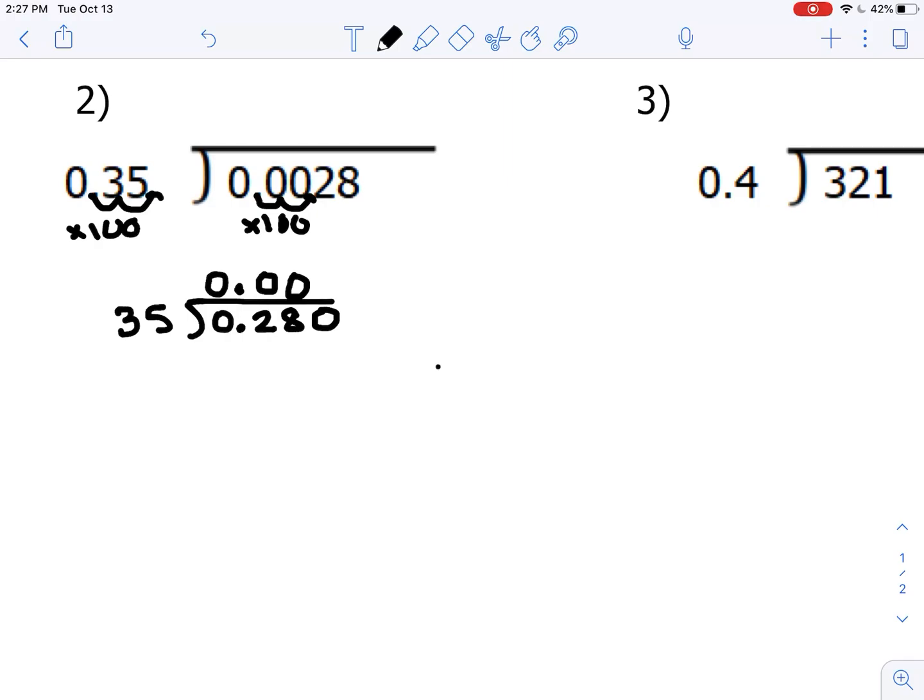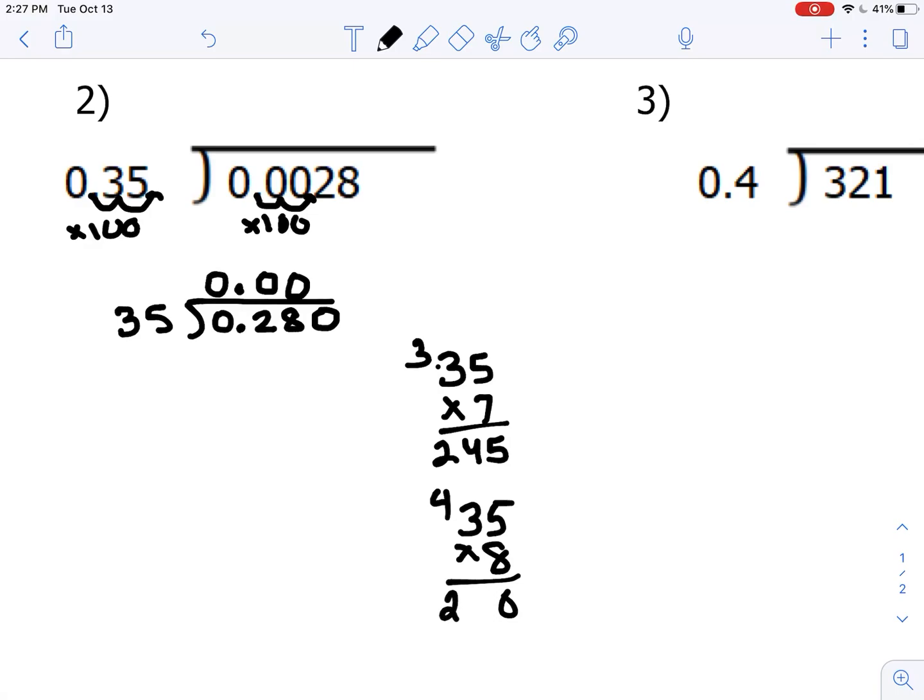And I think 35 is close to 40, and 7 groups of 40 would give 280. So let's try 7 groups of 35. 21, 24, so that's 245. We can get one more group in. Let's just double check. 35 times 8 is 280. Yep, 24 plus 4 is 28. So it can go in 8 times. And we have 0 remainder, so we can stop dividing. So our quotient is 8 thousandths.